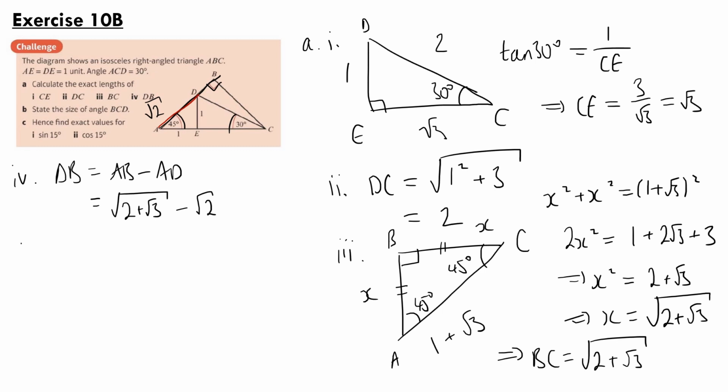And now for part B, we're asked to state the size of the angle BCD. Looking at the whole triangle ABC, we have the angle 45 degrees here, 30 degrees here, and 90 degrees here. And so we have that the angle BCD is equal to 180 minus 90 minus 45 minus 30, which is equal to 15 degrees.